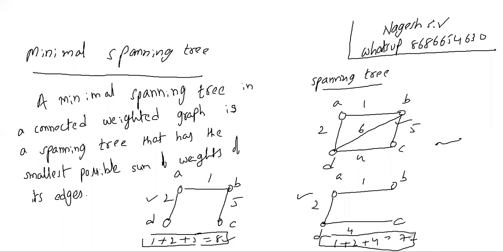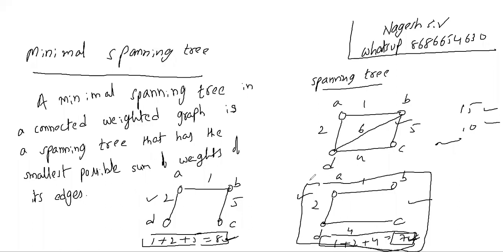So among all of these, 7, 8, somebody may get 15, somebody may get 10, we have to find the smallest one. For example, I got 7, you got 8, some other person got 15, 10. Which is the smallest sum of the edges for the spanning tree? 7 is the smallest one. So this is called a minimal spanning tree. So the first one is called a minimal spanning tree.